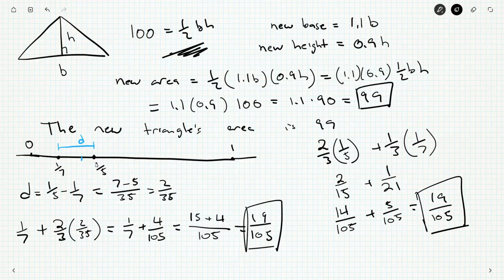Both ways are equally fine. One of them avoids doing an extra side calculation for this distance here. But as long as you explain what you're doing, either weighted sums or calculating the distance is fine. You get 19 over 105.